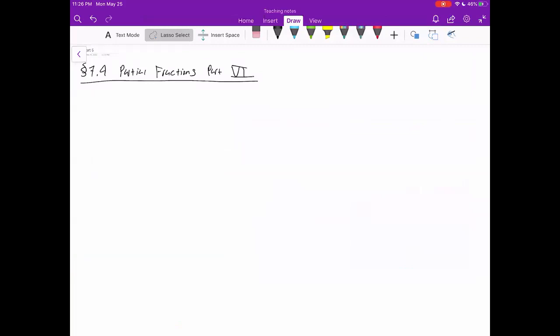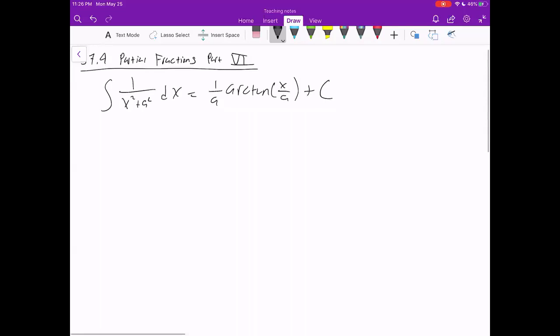Before I do anything, let me write down the integration formula we had last time. The integral of 1 over x squared plus a squared dx is 1 over a arctan of x over a, plus my integration constant. We're going to need that again here. Last time, the place we stopped was a partial fraction problem with an irreducible quadratic, and we're going to do the same thing here.